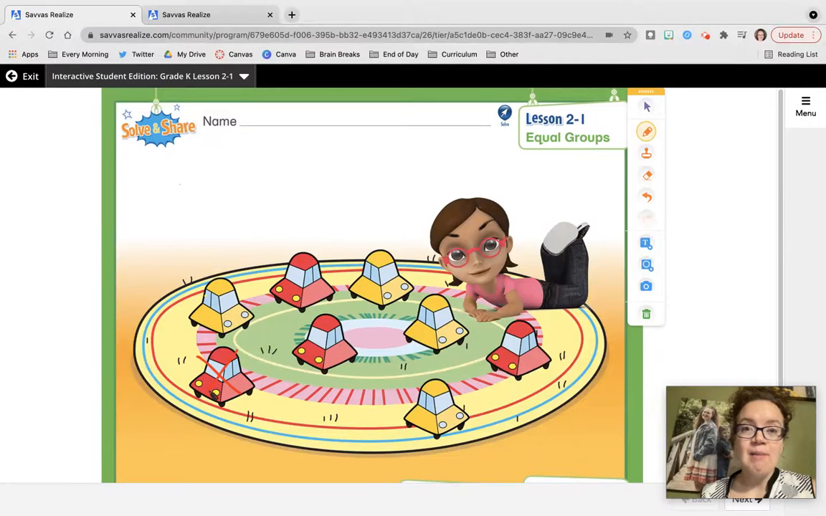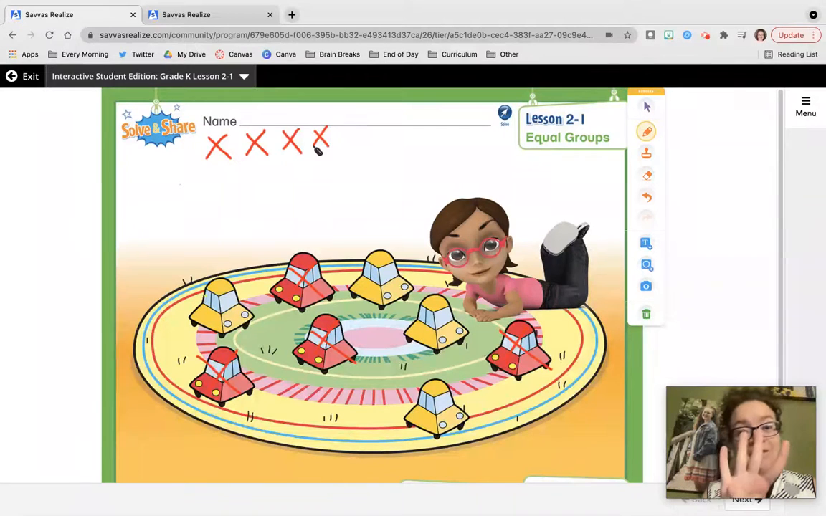One red. I'm crossing it out so I know I counted that one. And I'm going to put a red X up here. Two red cars. So have two red X's up here. Three red cars. So put another X. And four red cars. And put another X there. So how many red cars are there? One, two, three, four. There are four red cars.